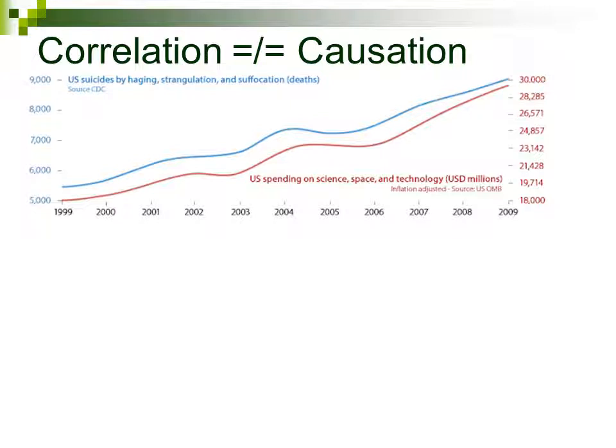In this first example, we're looking at U.S. suicides by hanging, strangulation, and suffocation, and U.S. spending on science, space, and technology. So we see covariation in this example. We see a relationship, but it's probably not a causal relationship. Spending money on science and space and technology is not causing people to be more likely to commit suicide.